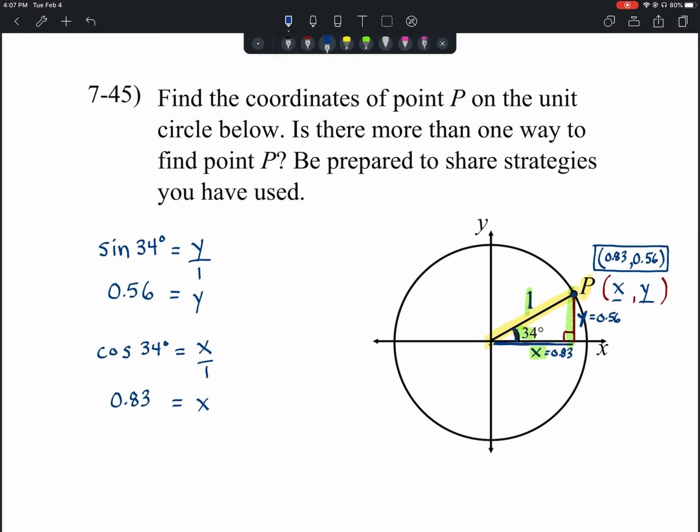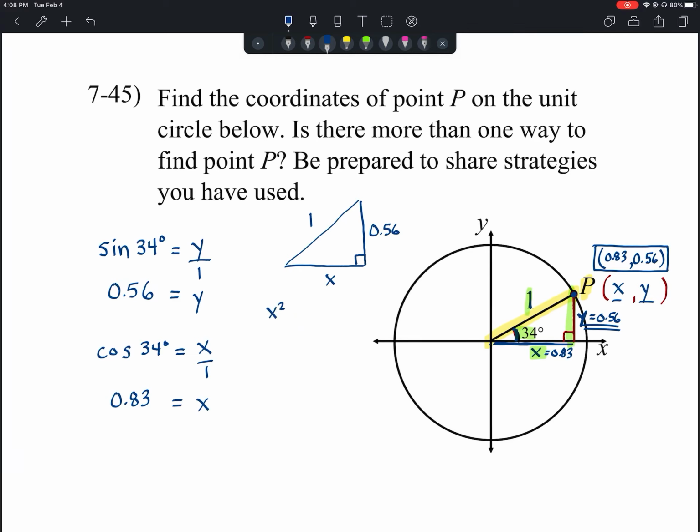Now, is that the only way to do it? No, there are other possibilities that could happen here. I've had some students who, once they figured out that this was the y value, they looked at this just as a right triangle, right? And they said that they were going to do the Pythagorean theorem to help them figure out what x was, right?